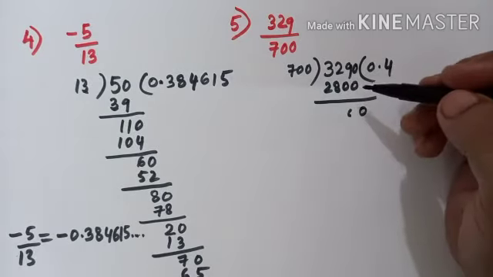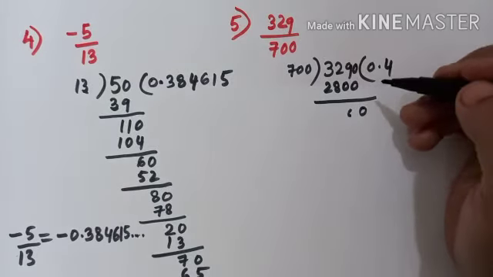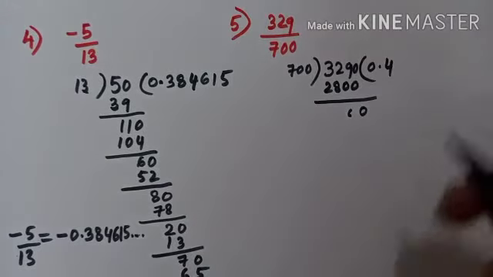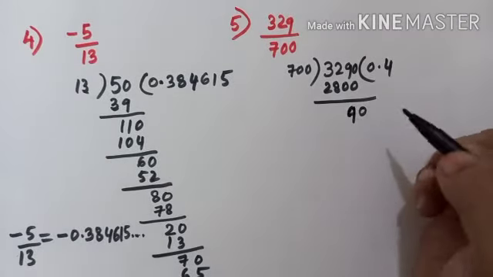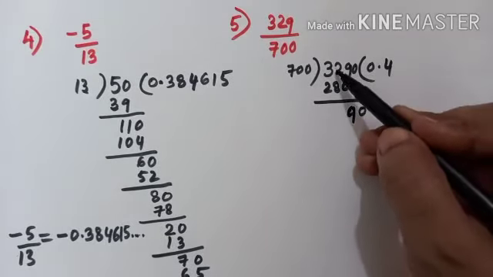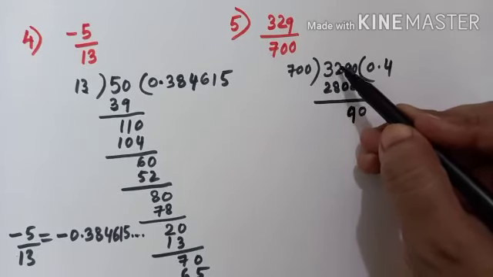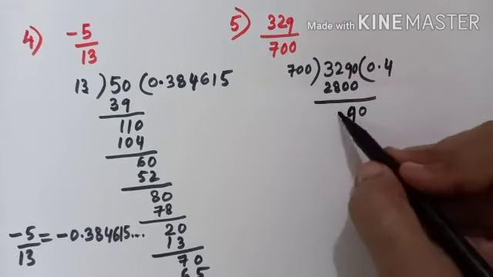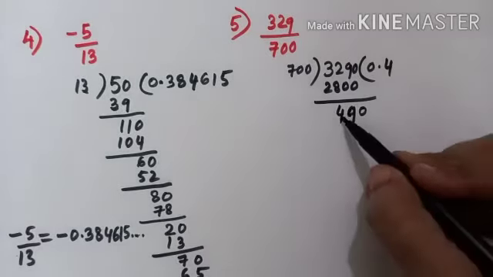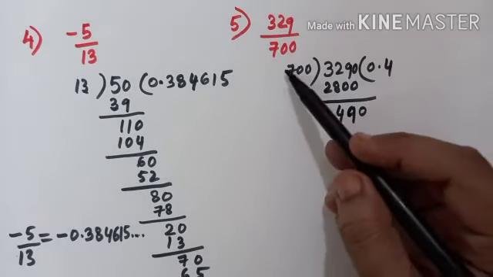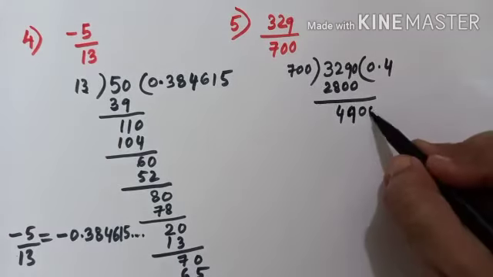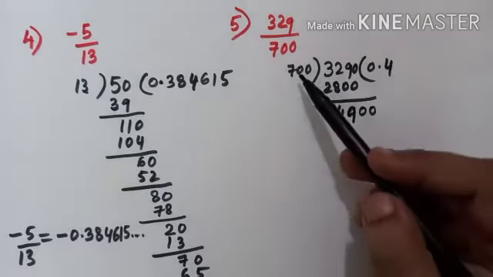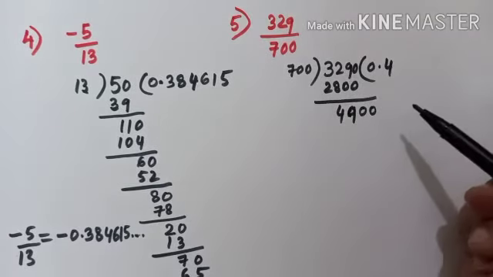And 2800. Okay, so here you will get 9 minus 0 will be 9. Then here one borrow you are taking, 12 minus 8. 12 minus 8 will be 4. Okay, so 490. Again 490 is a smaller number than 700. So let us take one more 0 here. Now 700 into what will be 4900.